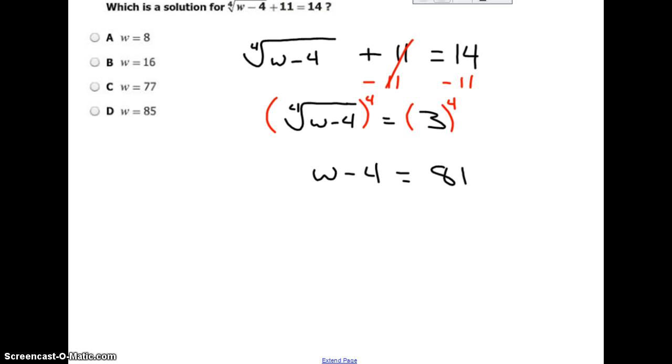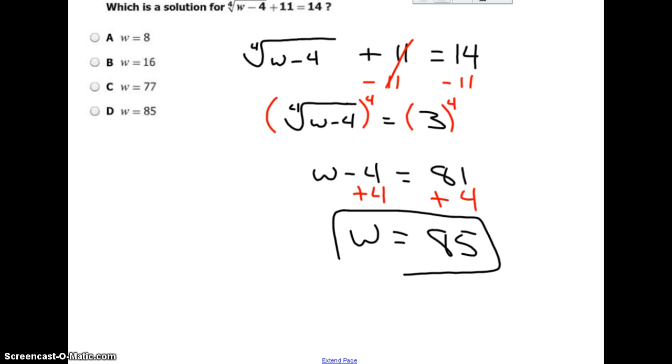One more step to getting w by itself. You're going to add 4. And you get w equals 85. Our answer is D, and we're done with the solving radical equations review until further notice. So, good job, guys. You'll be hearing from me again soon.